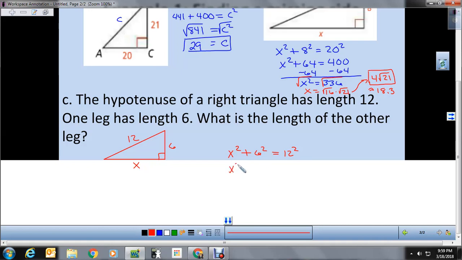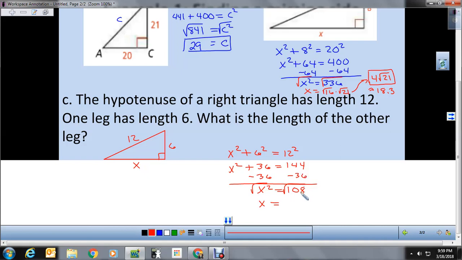So bring down the x squared. 6 squared is 36, and 12 squared is 144. Subtract the 36. X squared is equal to 144 minus 36, which is 108. And now we take the square root of 108. Now we're going to put this one in simplest radical form, which means we're going to simplify the radical.